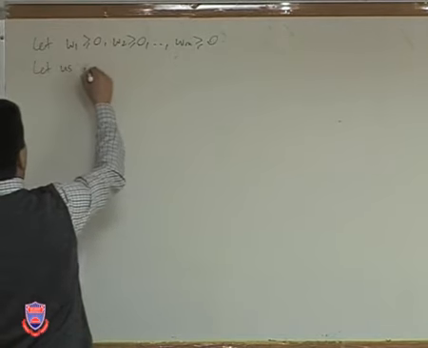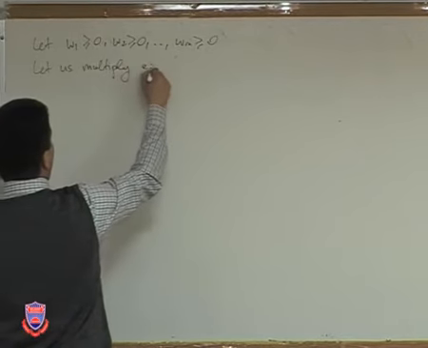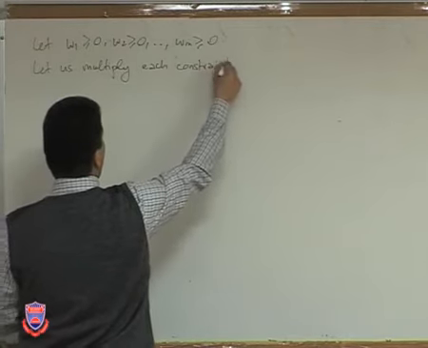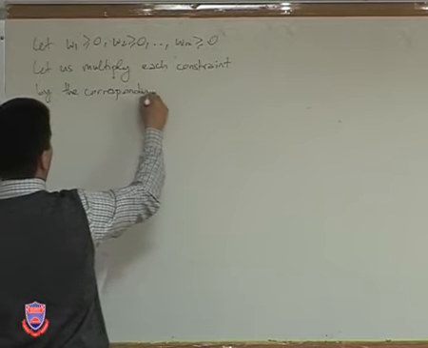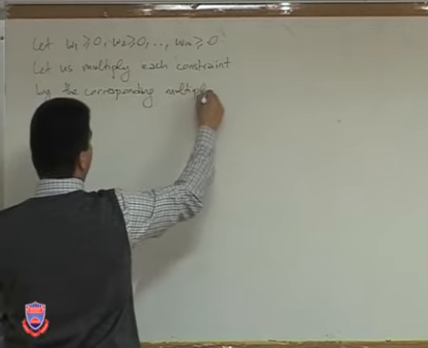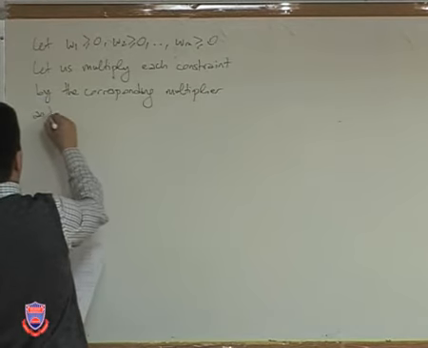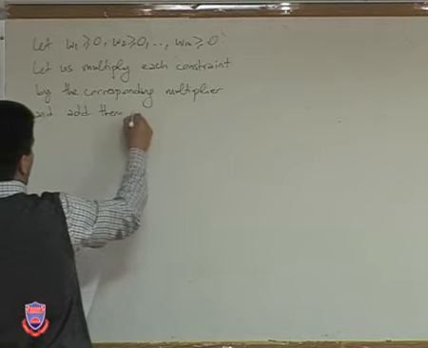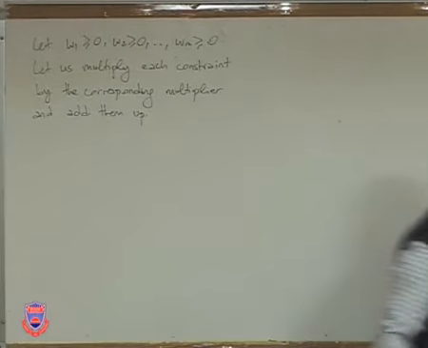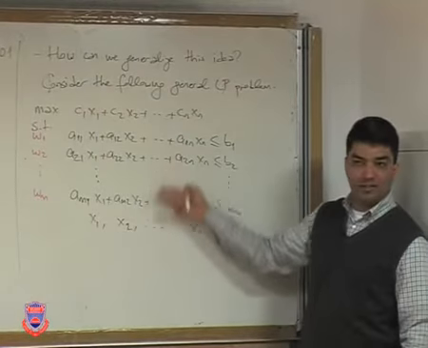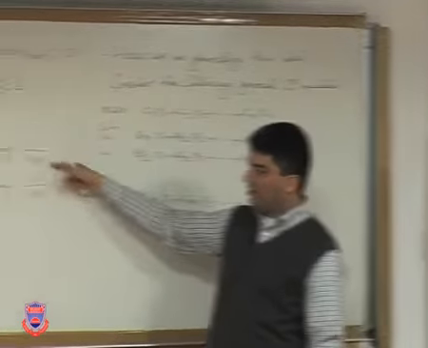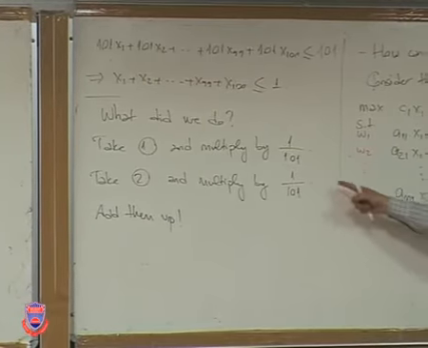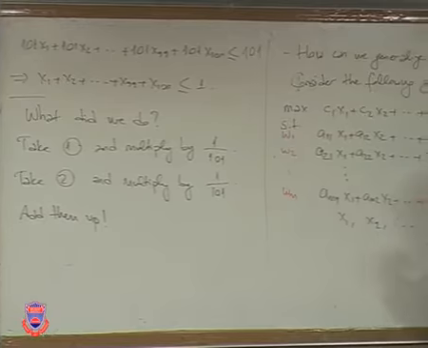So let us multiply each constraint by the corresponding multiplier and add them up. You just need to be careful here. The number of multipliers is the same as the number of less than or equal to constraints. So I have m constraints, I have m multipliers. In the previous example, there were only 2 constraints, and I just used 2 multipliers, W1 and W2.